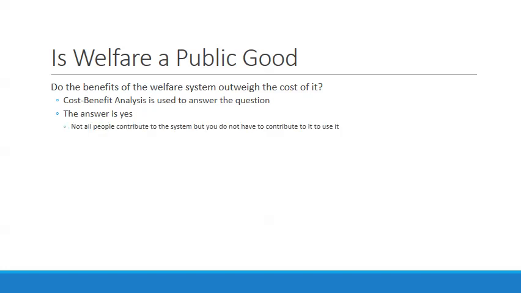Not all people contribute to the system, but you do not have to contribute to it to use it. And that's the thing, the lowest levels of income in the United States aren't contributing to the payment of the welfare program. At the same time, they're also using it. So it would be a question of, are we just going to stop allowing those people to do so? And the answer to that question, of course, is no, we're not.